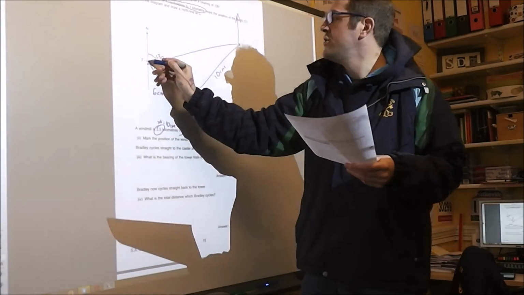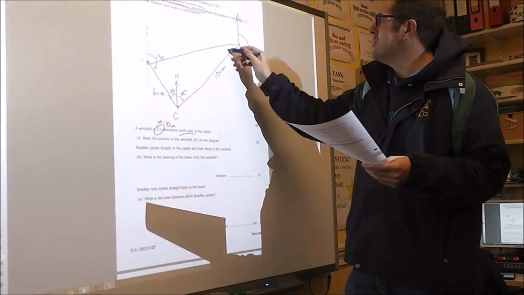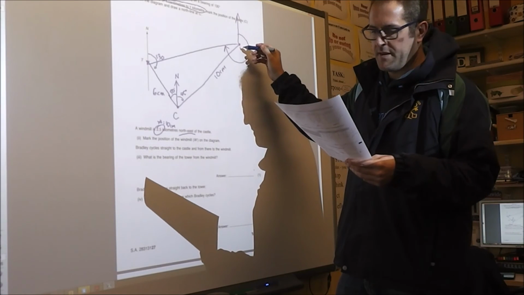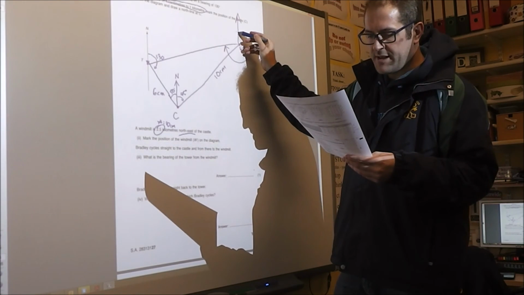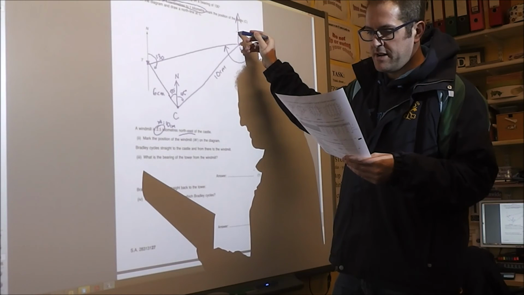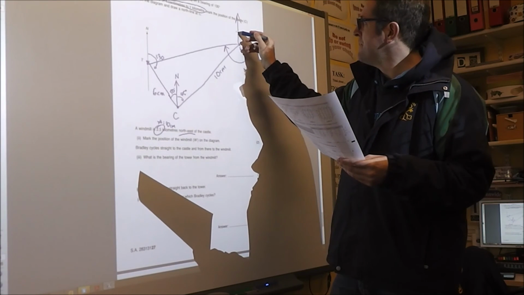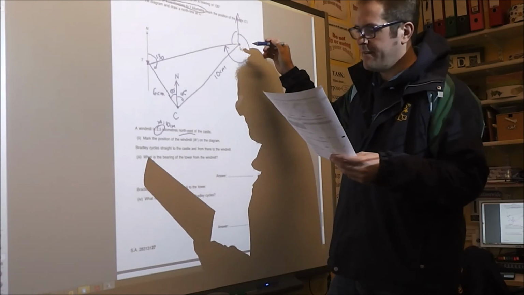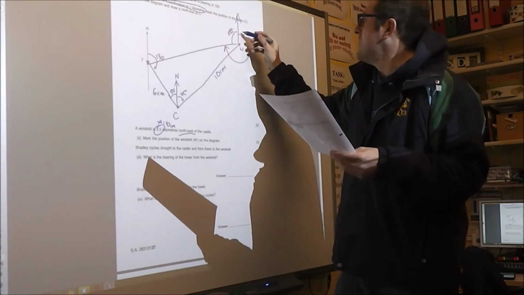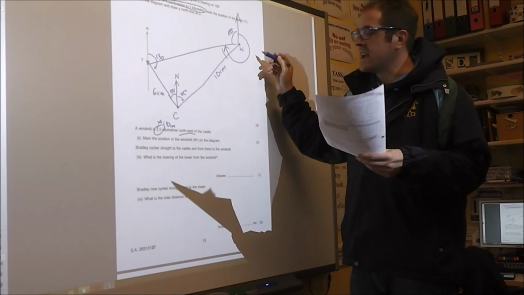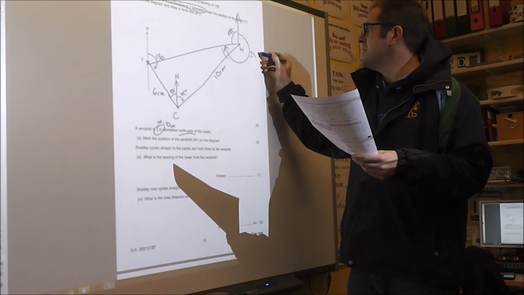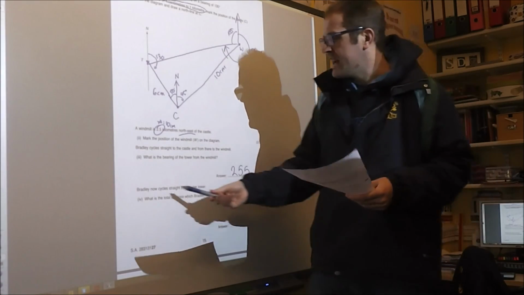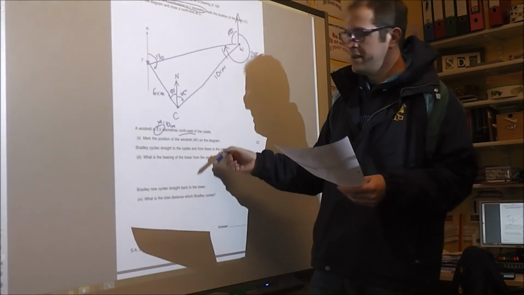So we're going to have to draw a north line there, and the bearing is all the way around there, so it is 360, take away this one, and this angle here is 105. So this angle is 360, take away 105, which is 255. There we go. And Bradley now cycles straight back to the tower.